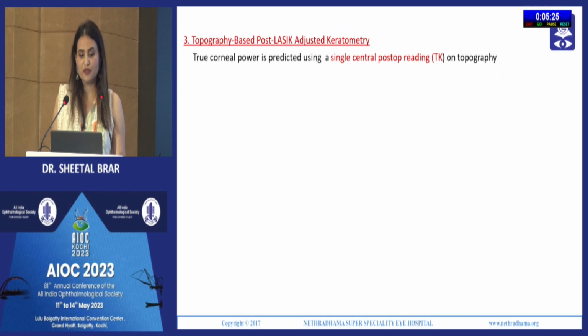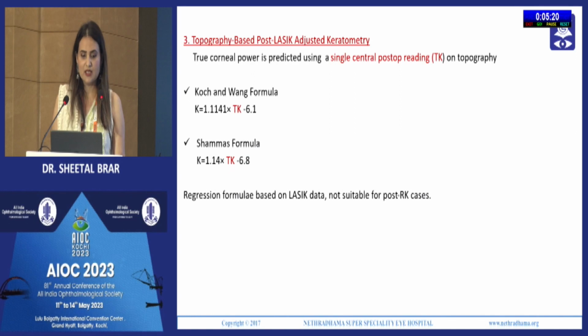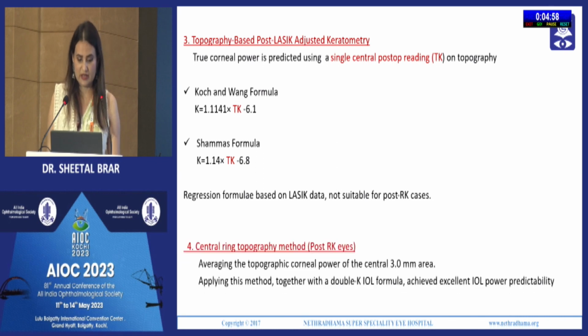Then we have the topography-based post-LASIK adjusted keratometry. Now, in this, basically, the true corneal power is predicted using a single central post-op reading on the topography machine. Under this category, we have the Koch and Wang formula and the Sharma's formula. These formulae are available on the ASCRS website. They are regression formulae based on LASIK data and hence are also not suitable for post-RK eyes.